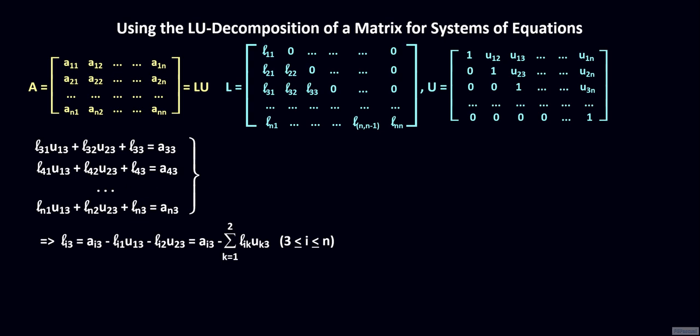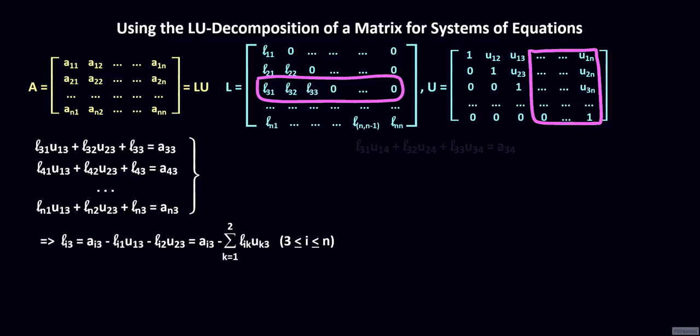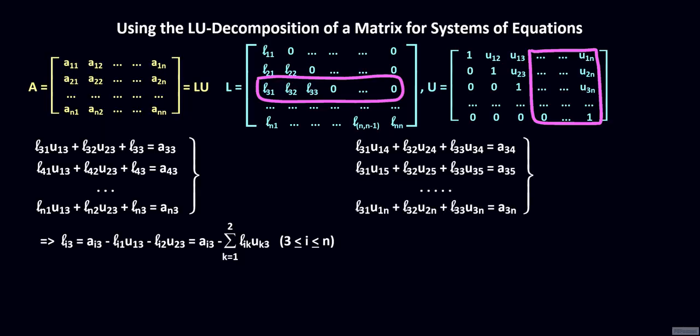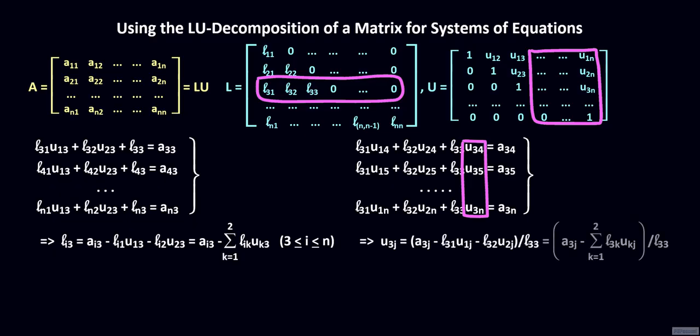We then multiply the third row of L to U excluding its first three columns to get this set of equations. Solving for the U sub 3j's, U sub 3j equals this quantity, or the quantity A sub 3j minus the sum from k equals 1 to 2 of L sub 3k times U sub kj, all over L sub 3, 3.